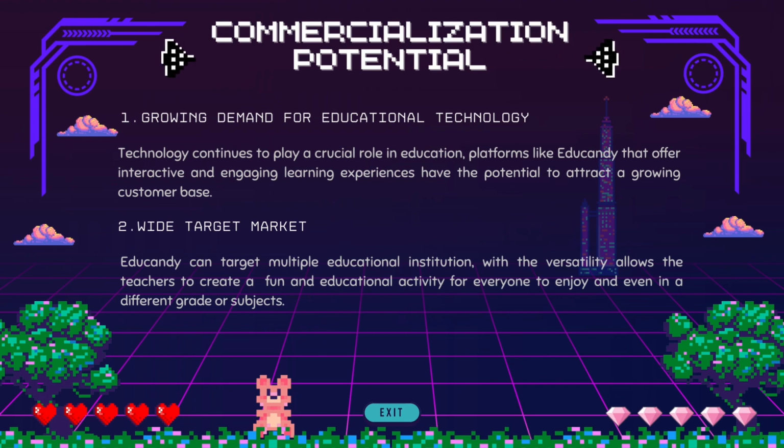Alright, the next point is wide target market. So, Educandy can target a broad range of educational institutions, including primary school, secondary school, and even higher education institutions such as the university. Its versatility allows teachers across different subjects and grade levels to create customized activities, making it applicable to various disciplines.